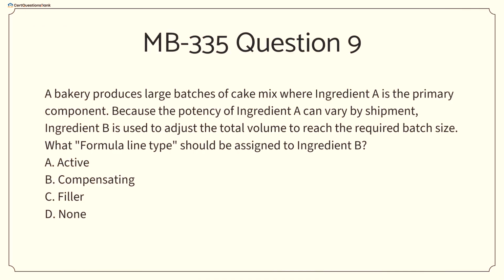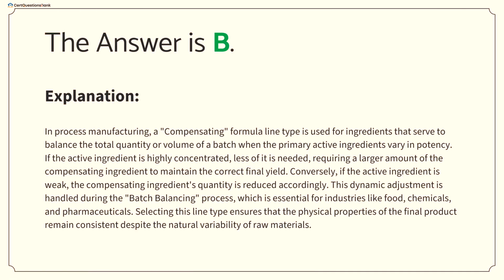A bakery produces large batches of cake mix where ingredient A is the primary component. Because the potency of ingredient A can vary by shipment, ingredient B is used to adjust the total volume to reach the required batch size. What formula line type should be assigned to ingredient B? A. Active. B. Compensating. C. Filler. D. None. The answer is B.